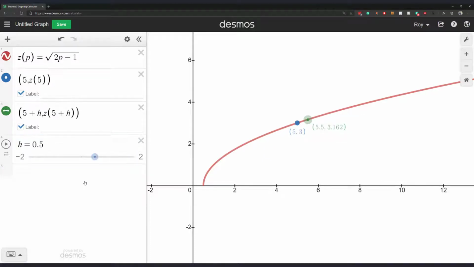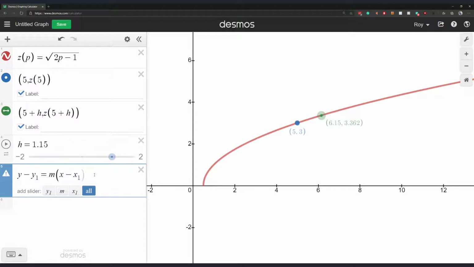Remember when we talked about the difference quotient, it was said that this is the slope of the secant line, or the slope of the line connecting 2 points. That's really what the difference quotient is, a slope of a line. So let's go ahead and create that line. We have 2 points, this green point and this blue point. The equation of any line is just y minus y sub 1 is equal to the slope times x minus x sub 1, where x sub 1 and y sub 1 are points on your line.